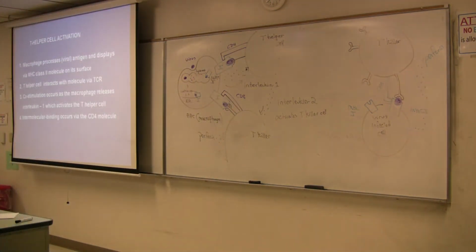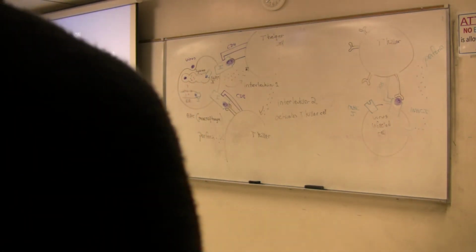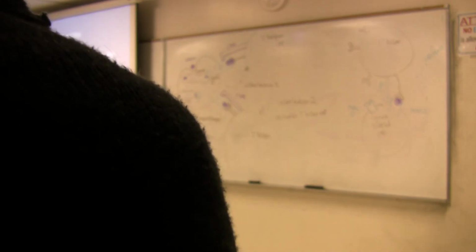The perforin is released from the T killer cell. So the macrophage releases interleukin 1, which goes to the T helper cell. The T helper cell releases interleukin 2, which goes to the T killer cell. The T killer cell releases perforin, which goes to any MHC1 virus-infected cell that it matches and interacts with.